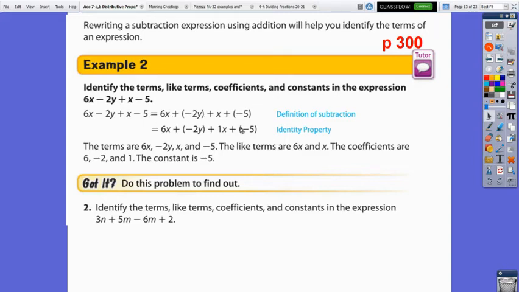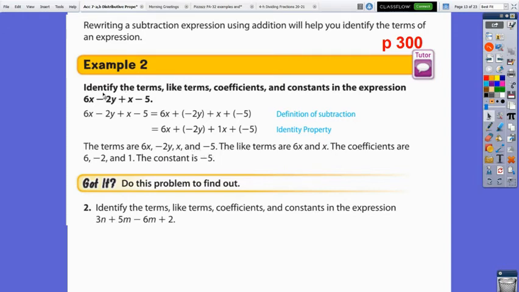They also threw in an invisible 1 in this expression, right? This plus x, there's an invisible 1 there that you could add in, or you could just remember that it's there. All right, so what are the terms in this expression? The terms have to be separated by additions. So 6x is a term, negative 2y is a term, not 2y, negative 2y because of the subtraction. X and negative 5. Those are the four terms: 6x, negative 2y, x, and negative 5.